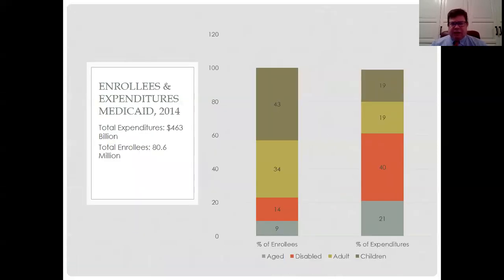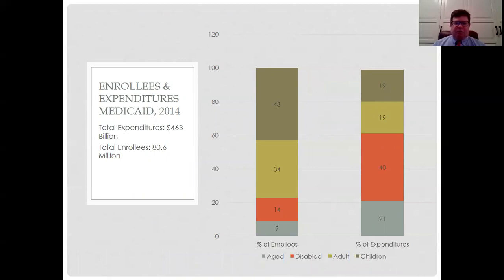Now, what's interesting here is that if we break it down and take a look at who's covered by Medicaid and who we actually spend the most money on, it's not surprising to see that people that are older and disabled take up a larger slice of the pie for Medicaid funding in the United States. This is the most recent numbers that I could find.